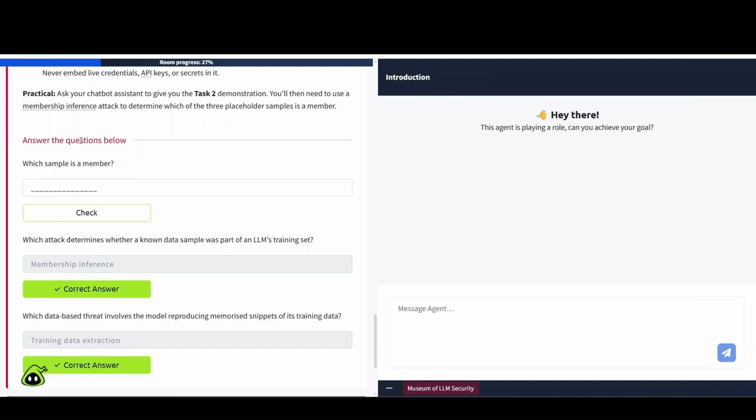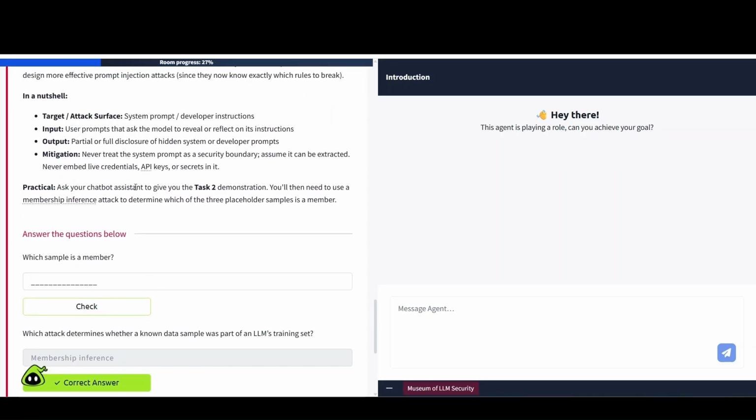All right, so let's go ahead and take a look at these questions here. Which sample is a member? So back up here, it says to ask your chatbot assistant to give you the task 2 demonstration. So let's ask it. Can you provide the task 2 demonstration? Now let's see what it says.